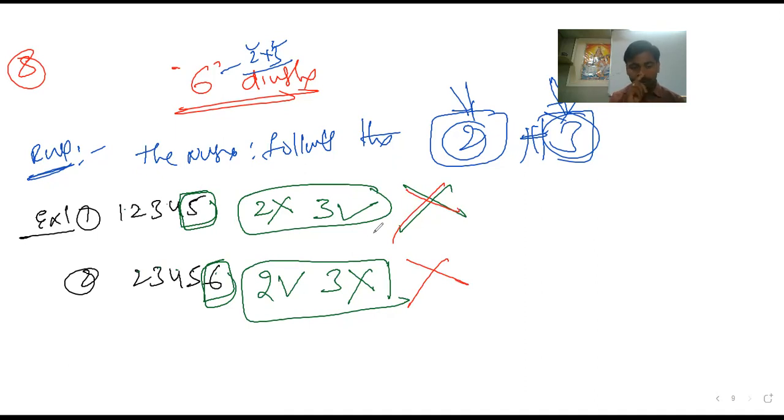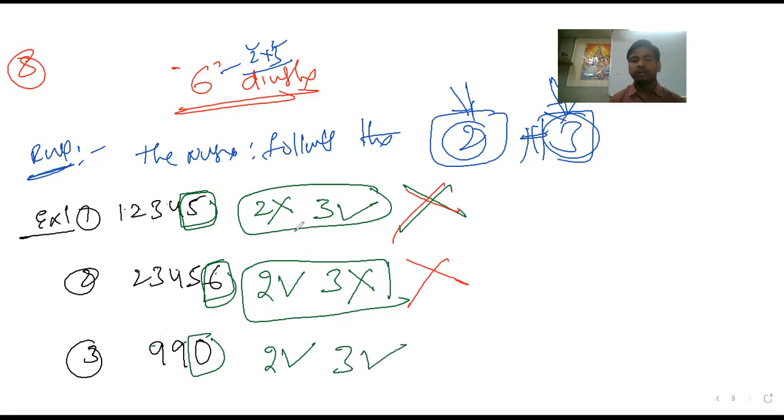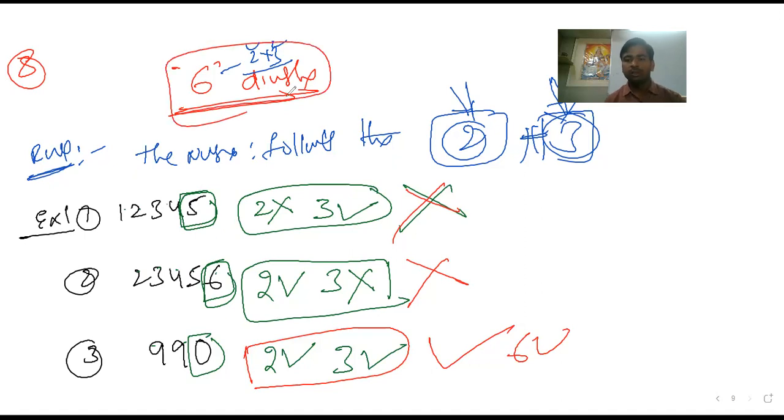To understand it, let me take one more example. Third example: 990, a 3 digit number. What is the last digit? It is 0, so it is divisible by 2. For the 3 table, 9 plus 9 is 18, 18 plus 0 is 18, so it is divisible by the 3 table. A number which is divisible by both the 2 table and the 3 table is also divisible by the 6 table. So, for a number to be divisible by 6, it should satisfy the divisibility rule of 3 as well as 2. Then only it is divisible by 6.